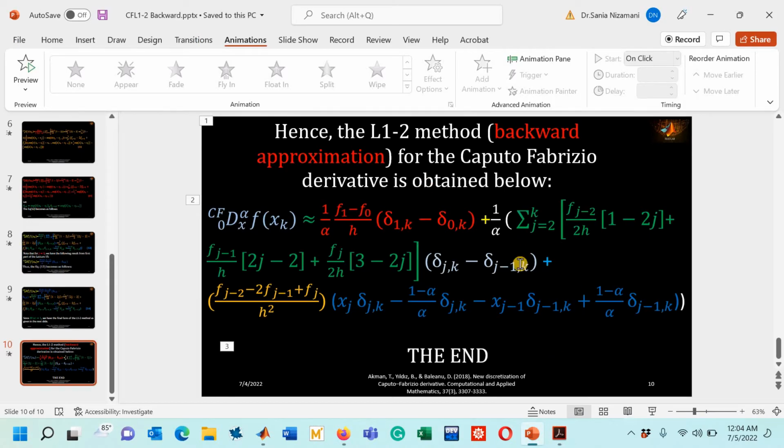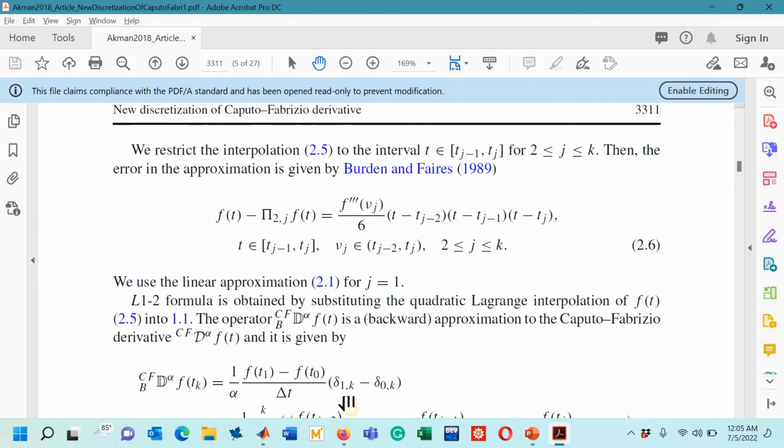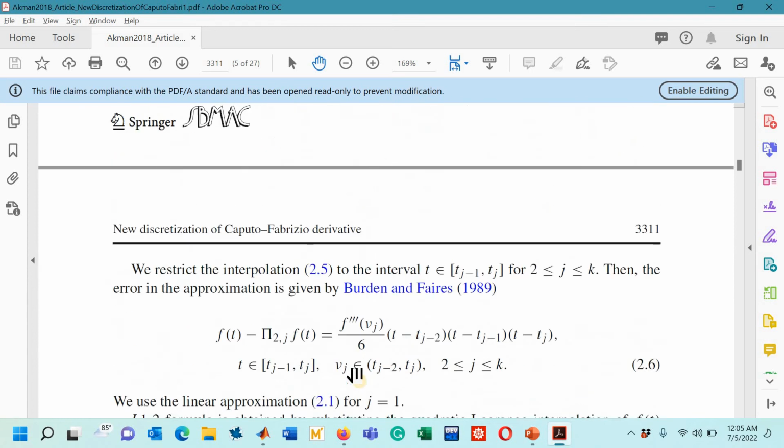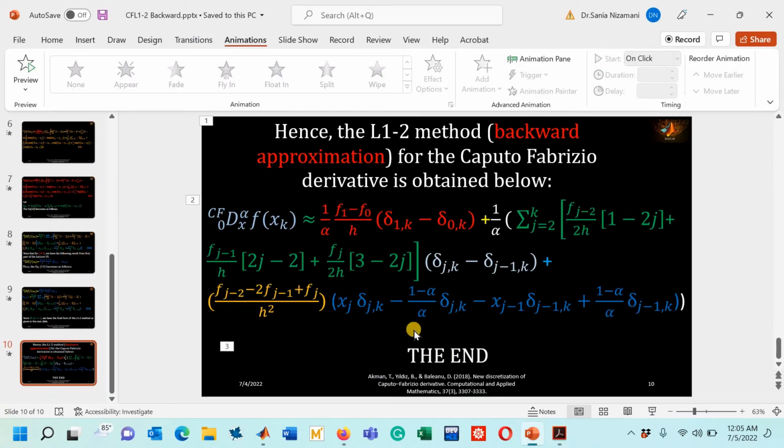So you can see that the derivation has taken about 10 slides, and here it was so directly given and there was no simplification. Believe me, it gave me a tough time to reach this equation number 2.7. It requires a lot of simplification. And after that, I was able to obtain this final scheme. I hope you understood the derivation.